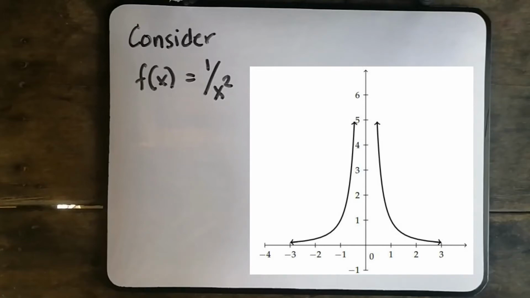Let's consider the function f of x equals 1 over x squared. Notice what happens as x approaches 0. So as you can see, as x approaches 0, passing through the positive values, f of x increases and there is no bound to its growth. Similarly, as x approaches 0, passing through the negative values, f of x increases indefinitely.